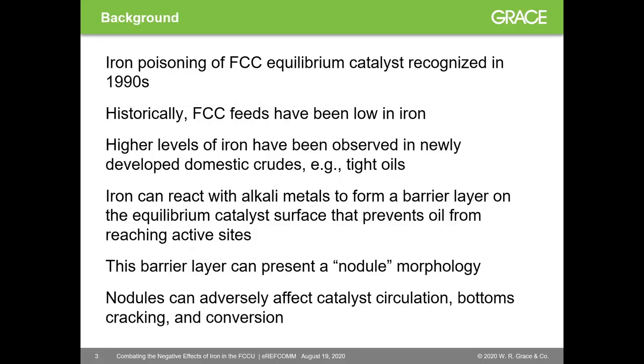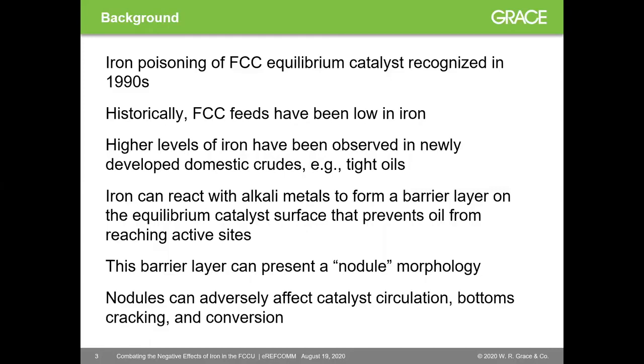Iron poisoning of FCC catalyst is not a new phenomenon and was first recognized by refiners as far back as the 1990s. Historically, FCC feeds have been low in iron. The growth of domestic crude, specifically tight oils, has resulted in novel challenges. Iron is reactive with other FCC contaminants, forming a barrier layer on the Ecat, thereby preventing hydrocarbon reactants and products from diffusing through the catalyst to and from the cracking sites. This leads to reduced conversion and increased yields of low-value products.